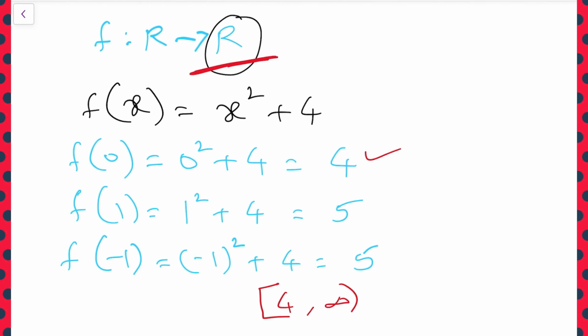Total real numbers means negatives will be there, positives will be there, number 0 also will be there. Whereas the range is only positive, and that too number 4 onwards. 3 is not there, 2 is not there, 1 is not there, 0 is not there, no negative numbers at all. So codomain and range are not at all equal. So we can conclude that this is not an onto function, or not a surjection.